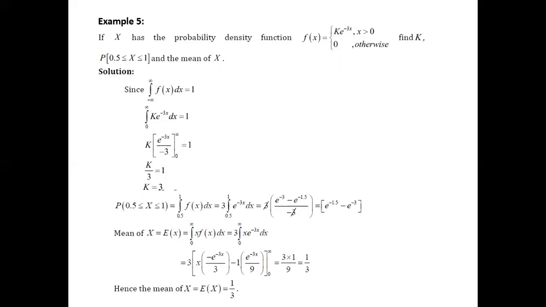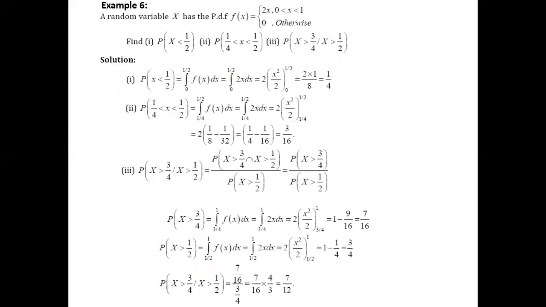So expectation of x equals integration 0 to infinity x into f of x dx, which is equal to 3 into integration 0 to infinity x into e power minus 3x. So substitute this one, then I'll get the mean is 1 by 3. Hence, the mean of the x or expectation of x equals 1. I will move to the next problem.